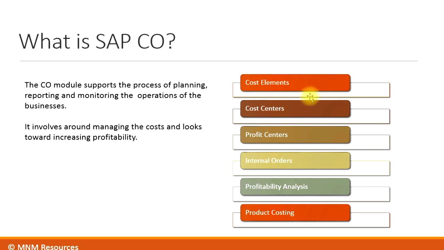So the subcomponents of the CO module revolve around cost elements. Cost elements are actually a mirroring of the GL accounts, but specifically for revenue and expense accounts. So the CO module is more towards the P&L statement or the income statement of an organization. That's why the revenue and expense accounts are usually mapped as cost elements. Then you have cost centers. Cost centers, mostly the divisions or departments of an organization, are mapped as cost centers.